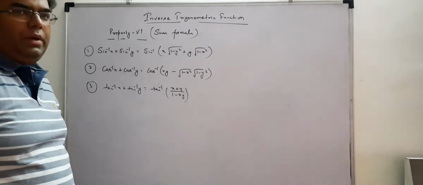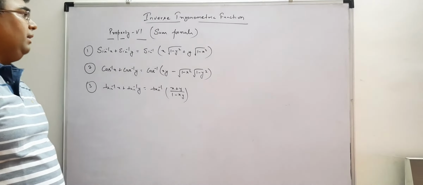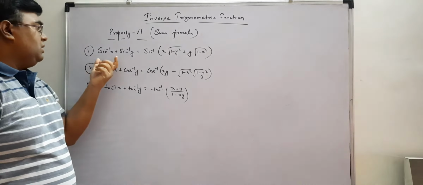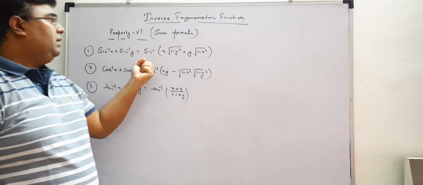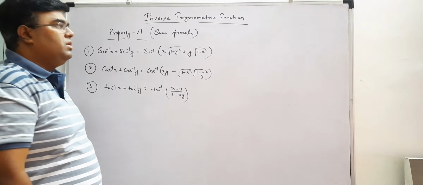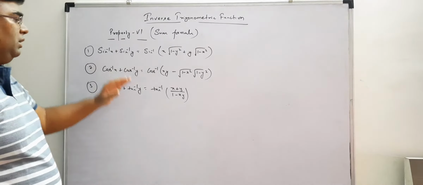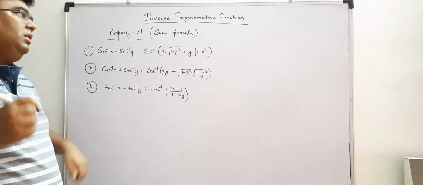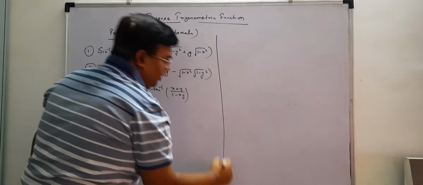Okay, our next property is the sum formula, property 6. I have written all the formulas. The first one is sin inverse x plus sin inverse y equals sin inverse of x times the square root of 1 minus y square, plus y times the square root of 1 minus x square. Similarly, we have other formulas. Let us now see how we can arrive at this formula.